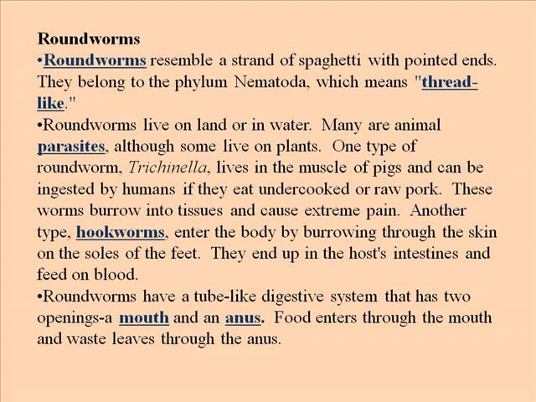These are going to be our roundworms. The best way to describe what a roundworm looks like is a cooked piece of spaghetti with pointed ends on it. Roundworms can live on land or in the water, and a lot of them are animal parasites, and those are the ones I'm going to concentrate on. One of the roundworms, called Trichinella, actually lives in the muscles of pigs, and if you eat undercooked or raw pork, sometimes you can get that worm inside of you.